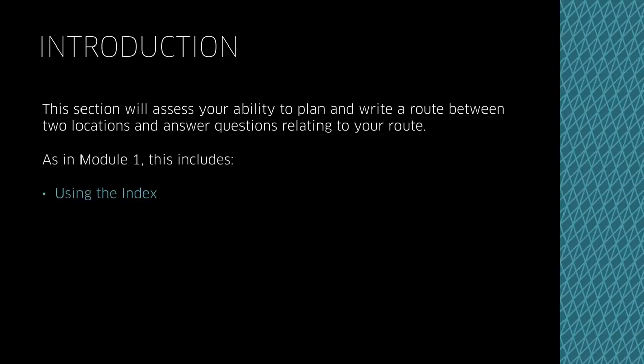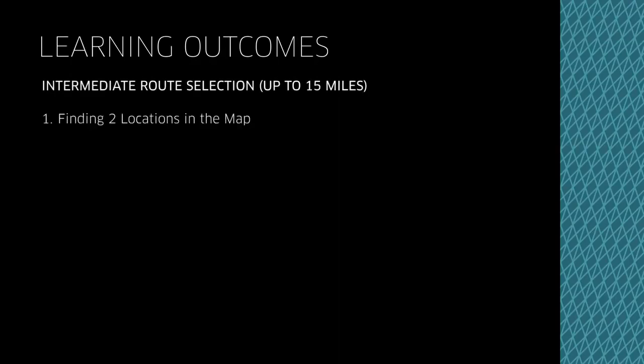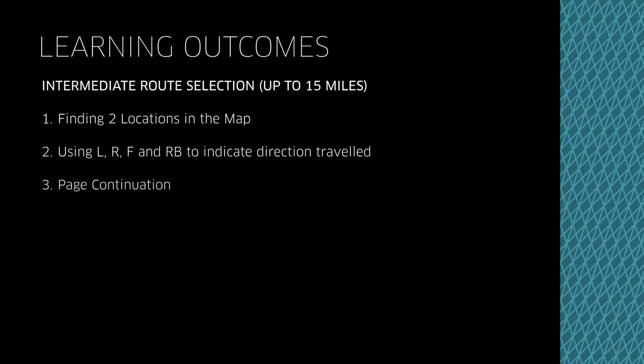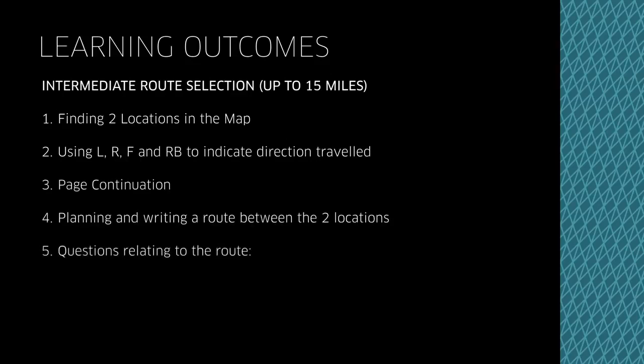Locations. As in Module 1, this includes using the index and looking up page numbers and looking up grid references. For Module 3, you'll be planning a medium distance route of up to 15 miles. You'll use the index to find the start location and the end location and then identify these on the pages of the map. You'll have to list every single road you take in the correct order, using left, right and forward to indicate the direction travelled. Any exits on roundabouts also have to be listed.